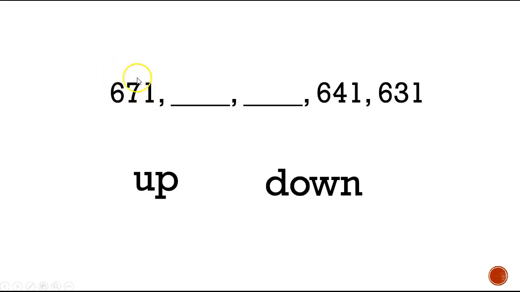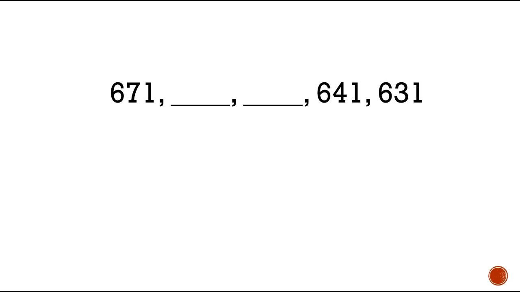Let's look at this first one here. It's 671. Then we have two blanks. Then we go to 641. So is 641 greater or less than 671? It's less than. So we know that these numbers are going down. Now we need to figure out, are they going down by ones, tens, or hundreds?